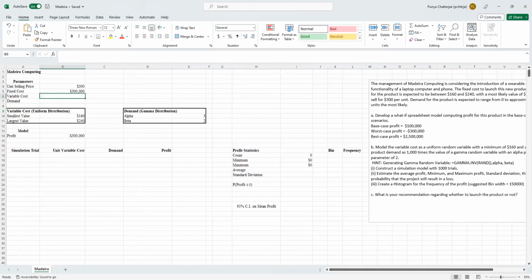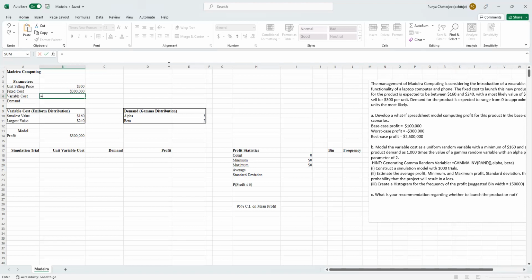So now if we look at your cheat sheet, to generate a uniform random variable, or a continuous uniform random variable. This is continuous because the cost could be like 165.5, right? It doesn't need to be a whole number, so it could be some cents. So that's why we are going to use the continuous uniform distribution here.